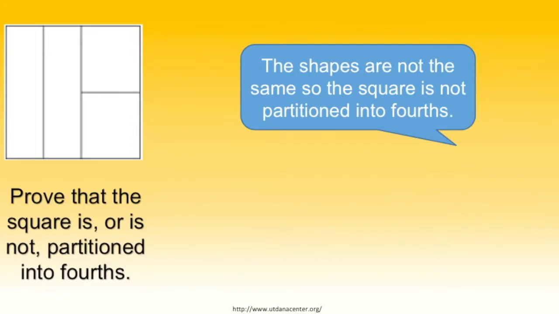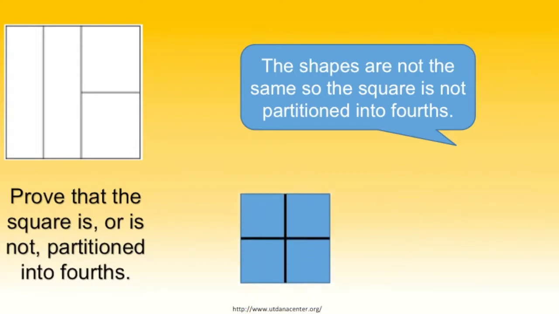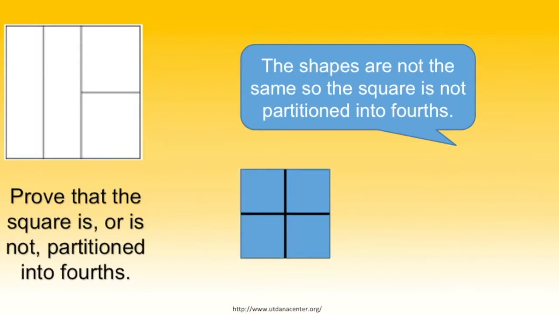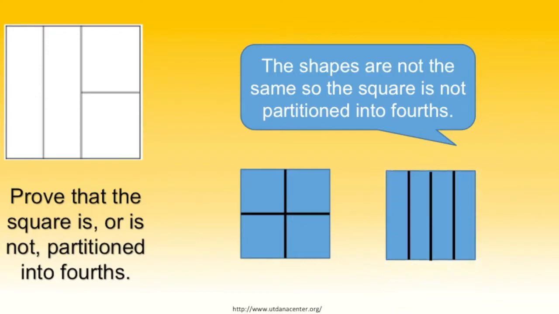If you want to push their thinking, have two drawings prepared. In the first drawing, we have the same square partitioned into fourths using squares, like the right side of the shape. In the second drawing, have the same square partitioned into fourths with all 4 rectangles, like the left side of the shape. Show the first drawing and ask, is this shape partitioned into fourths?